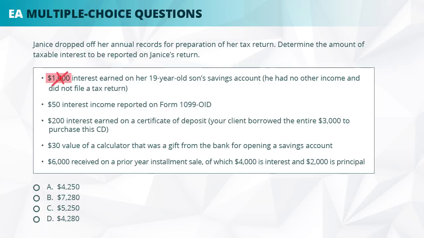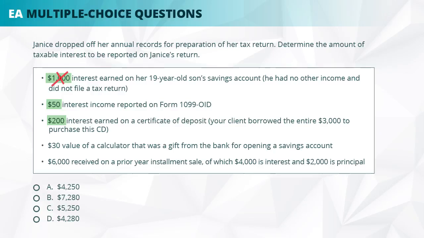The second item is $50 interest income reported on Form 1099 OID. The $50 of interest income reported on Form 1099 OID is included on Janice's return since it does not qualify as de minimis. The third item is $200 interest earned on a certificate of deposit. Your client borrowed the entire $3,000 to purchase this CD. The interest from the CD is also included in taxable interest.